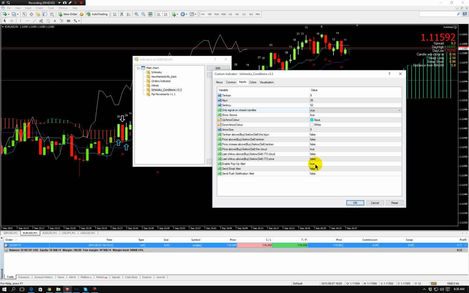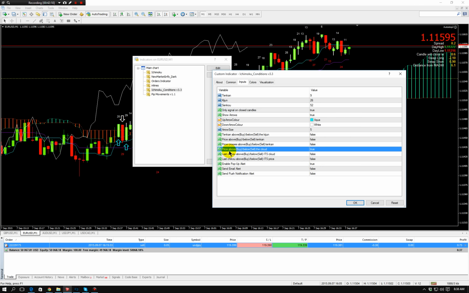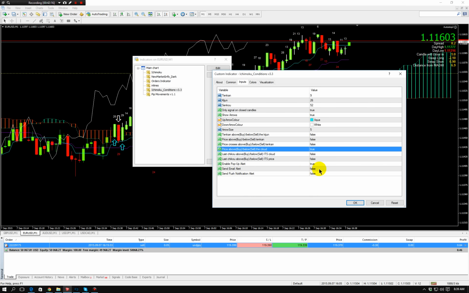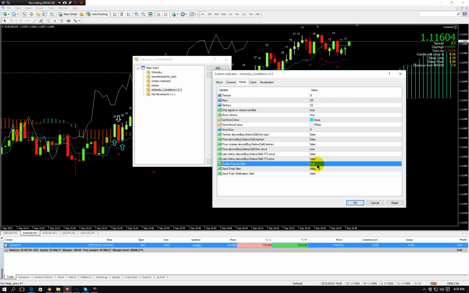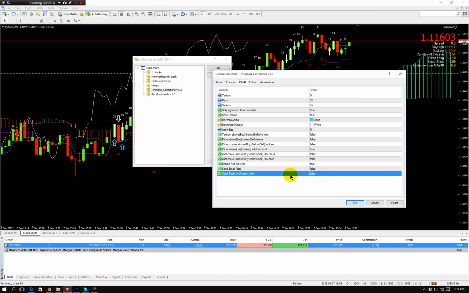5. I have everything set to false, but when price comes above or below the cloud, not the cow, the cloud. Price above, buy, below, sell, the cloud. Everything else is false. This has email alerts. I have mine set up for email so that I know when I'm doing hourly. You can enable pop-up alert, which is to true, so it pops up and tells you. Push notifications are in there also, so they can be sent to your phone.